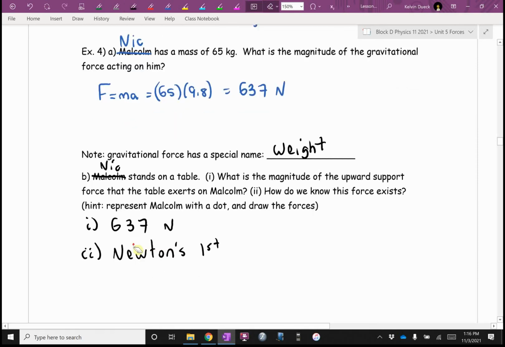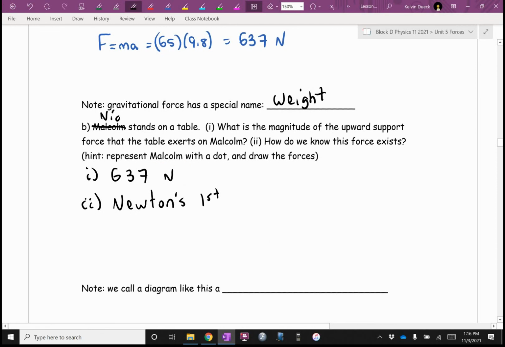I wrote here, hint, represent Nick with a dot and draw the forces. Here's a really handy toolkit piece that I'm going to give you, in the same way as 2 units ago I gave you DFIC, list your data, find a formula. It's something called a free body diagram.